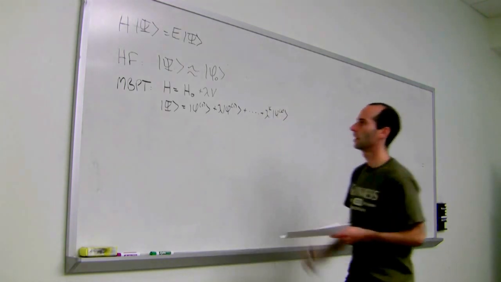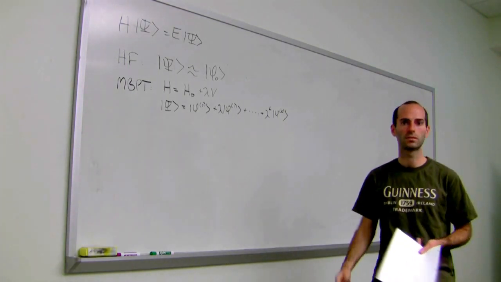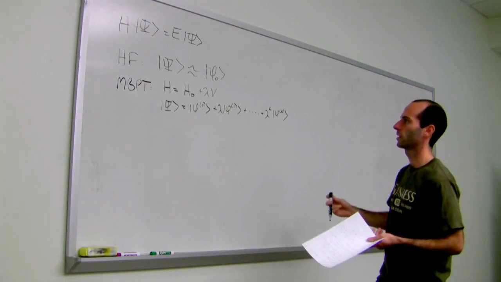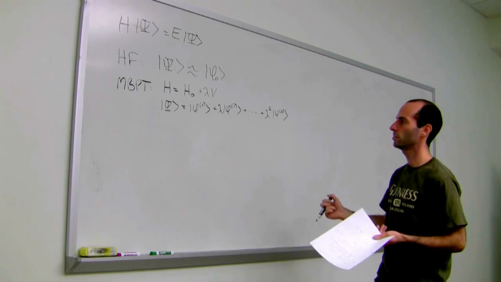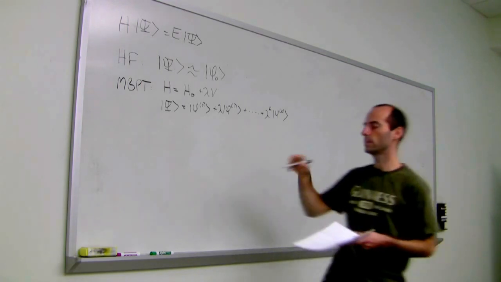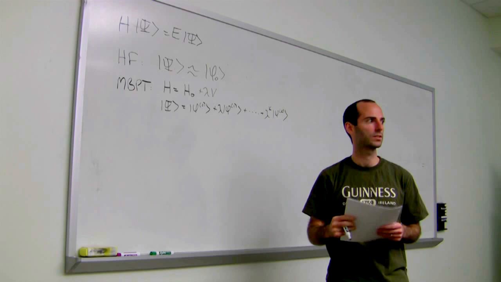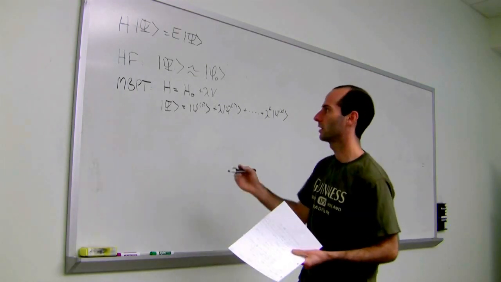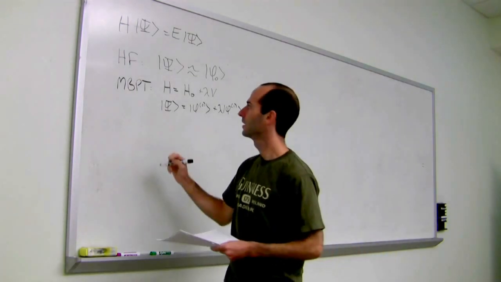Okay? Perturbation theory is useful in understanding a lot of things about your system. It's really cheap. MP2 scales as the fifth power of system size, which is cheaper than any of the other methods we're going to talk about next.